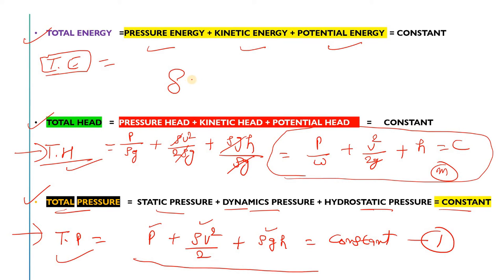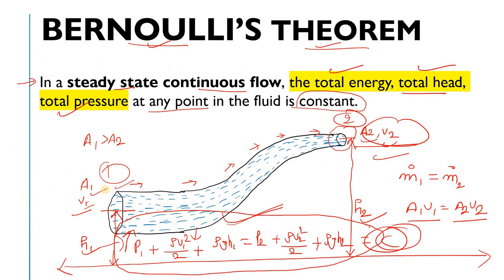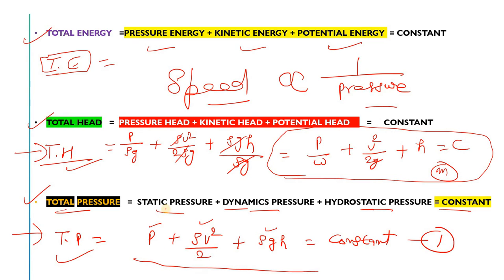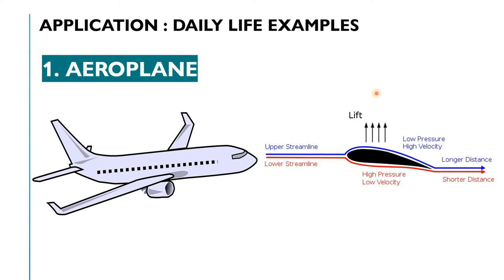And if I express Bernoulli's theorem in simple language, you can say that the speed will be inversely proportional to the pressure. Speed means velocity, and the pressure means your normal pressure, your static pressure. So speed will be inversely proportional to the pressure. This term is very, very important, and with the help of this term we will explain some daily life examples here.